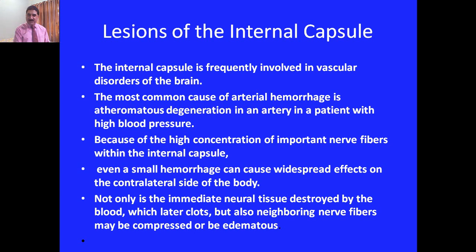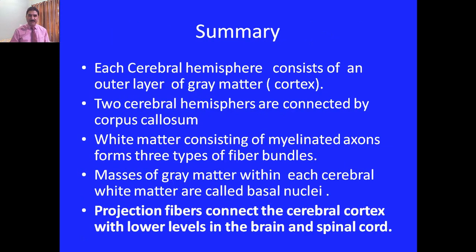Not only is the immediate neural tissue destroyed by the blood which later clots, but also neighboring cell fibers may become compressed or be edematous. So because these fibers are tightly packed, even a small lesion can cause widespread clinical manifestations.